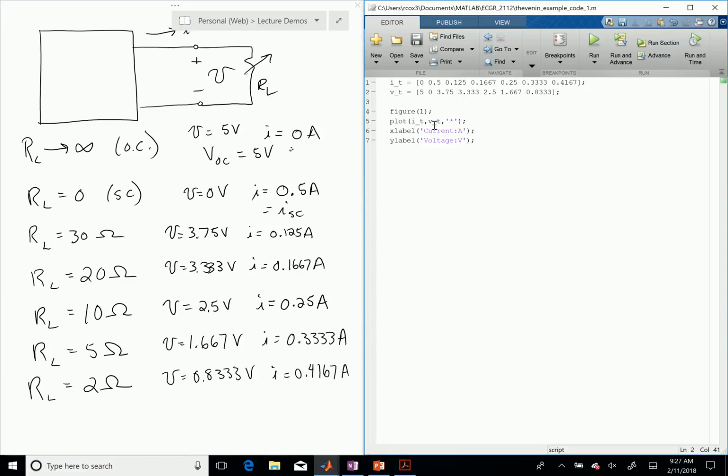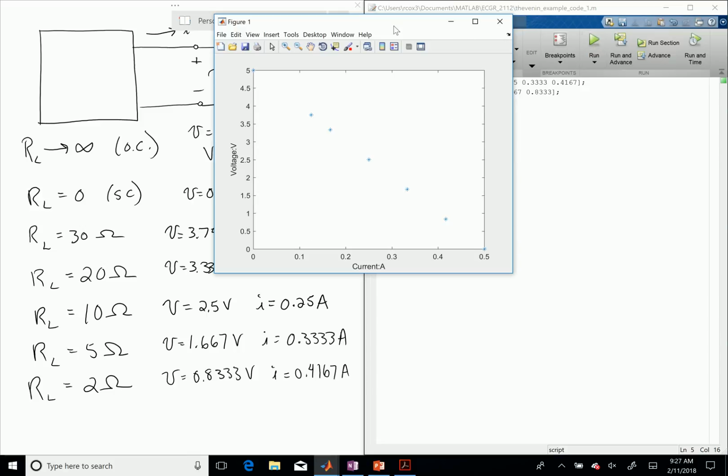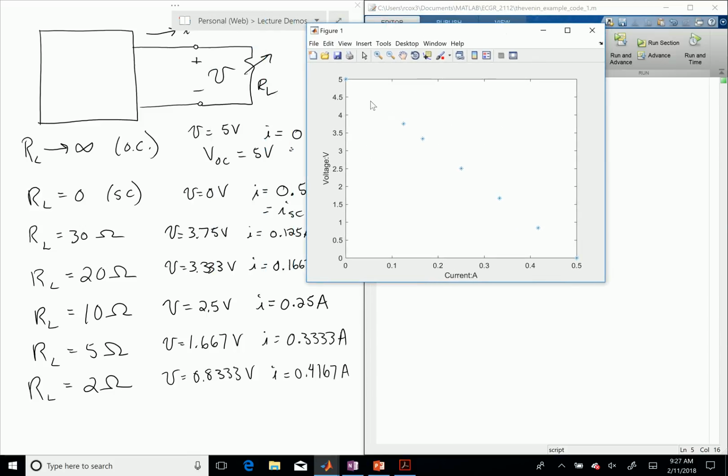And then what I'm going to do is plot IT and VT together, and I'm putting a little asterisk where each one of those points is. So I run that, and there's my graph. I can see, okay, it looks like there's probably a line that joins all these asterisks, right?